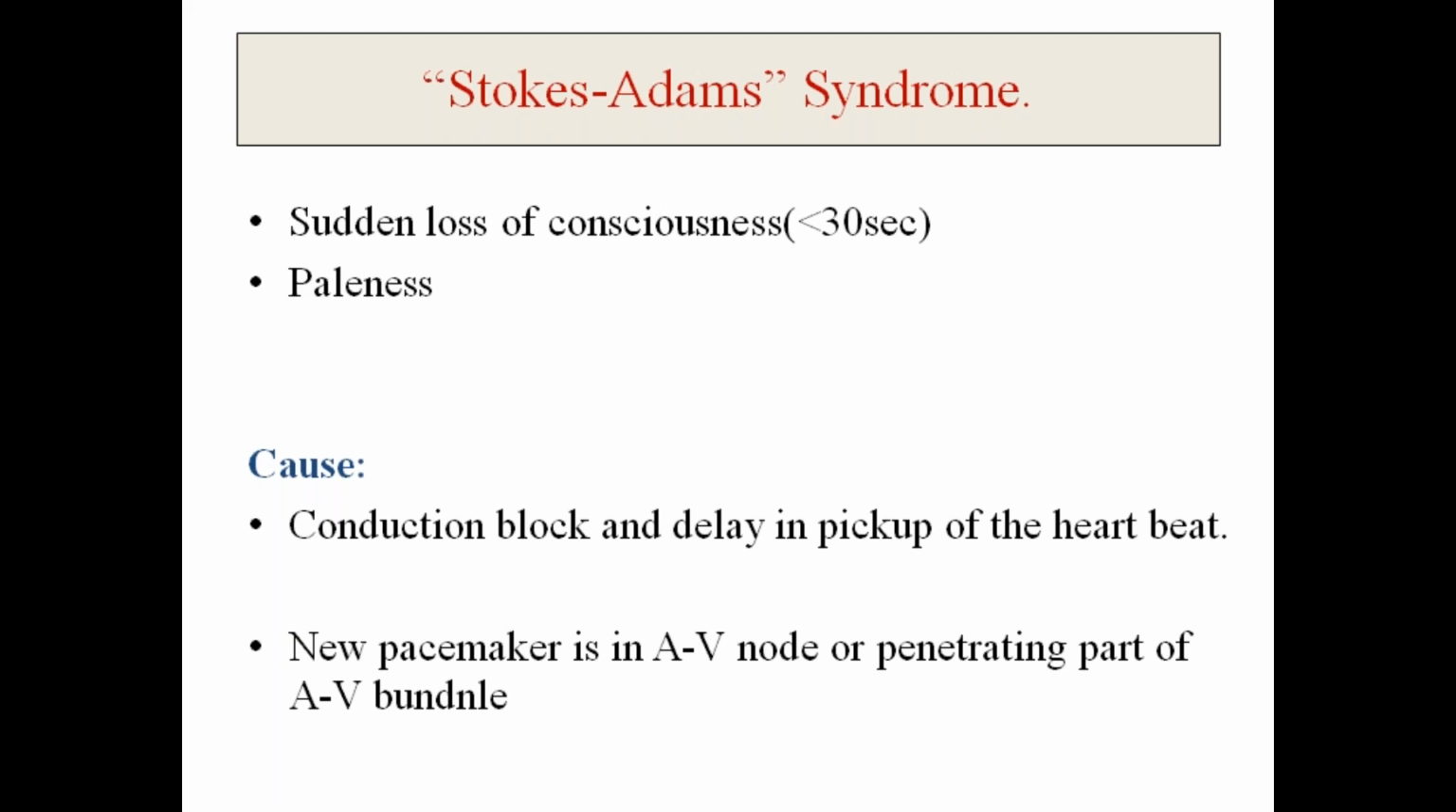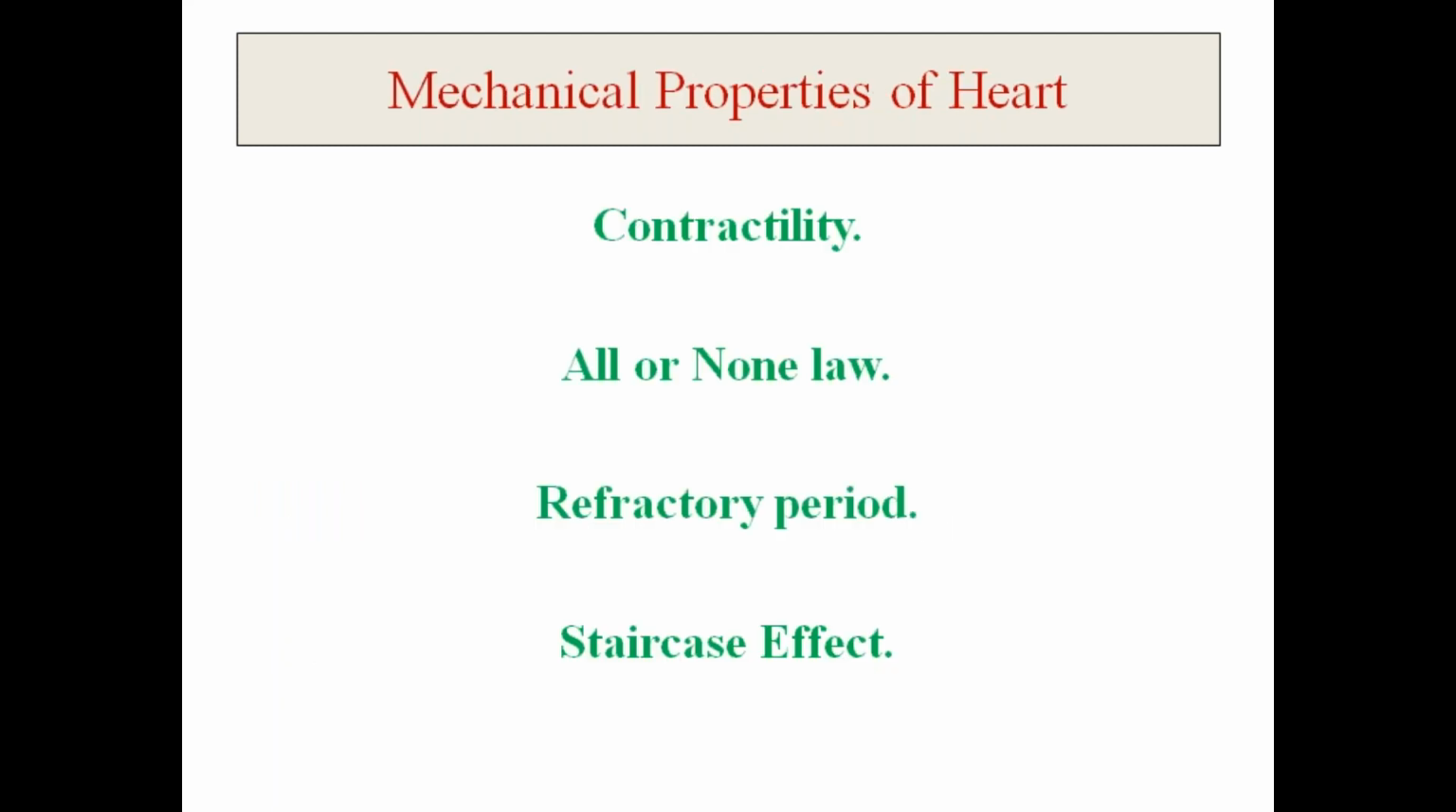So in Stokes-Adams syndrome, there is a momentary loss of consciousness, painless, and it is because of blockade at the AV node, and because of that there is no ventricular pumping of blood, and there is hypoxia at the level of the brain, and the person faints. But within a fraction of a second, your AV node gets activated, they will start beating, and because of this impulse generation from the AV node, your ventricle will get activated.